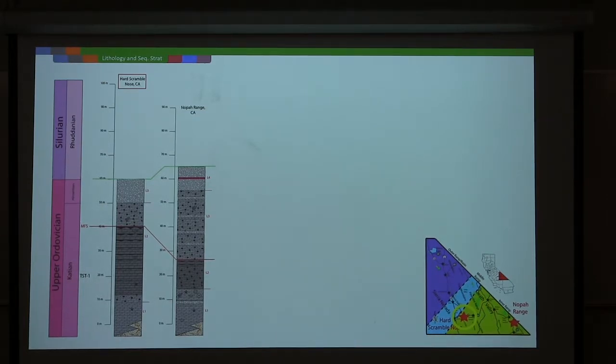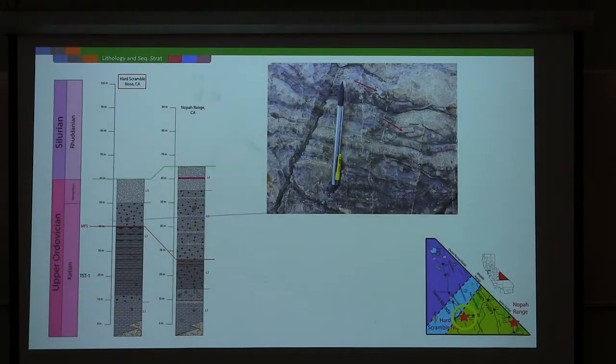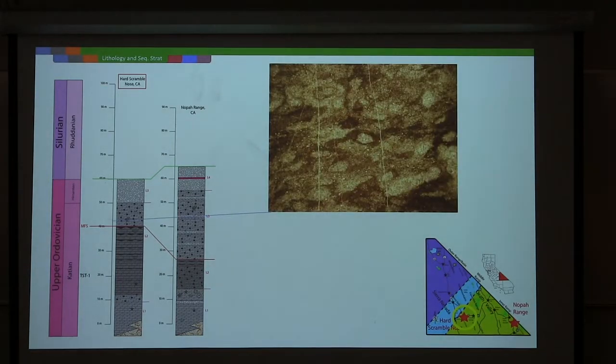Looking above the maximum flooding surface now at Hard Scramble Nose, we see a light to medium gray dolowackestone to dolomudstone with abundant Chondrites burrows and potentially some bacterial laminae down here at the bottom. We can see these Chondrites burrows very nicely in thin section. However, the main point here is that we're still seeing the photozoan carbonate grain assemblage, or warm waters, dominated by peloids.